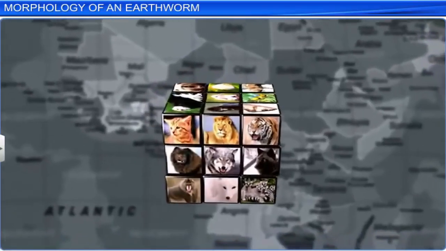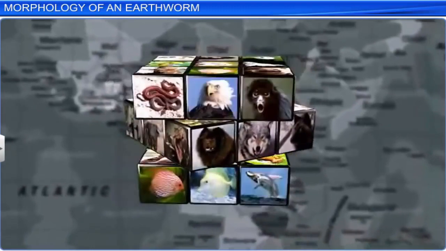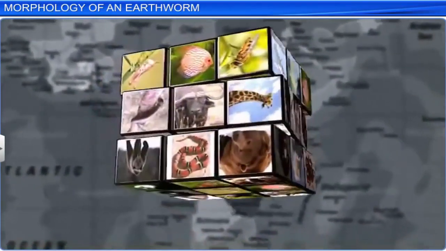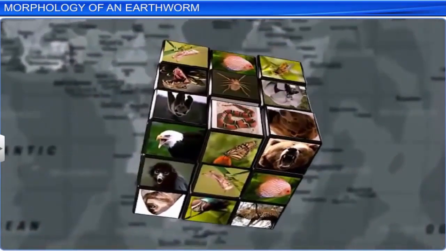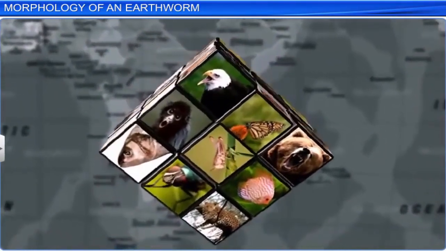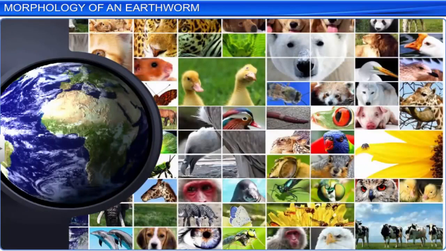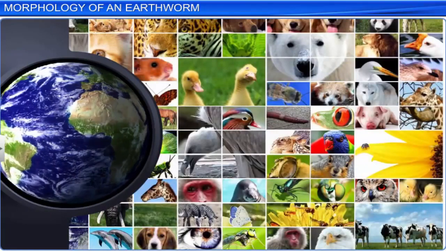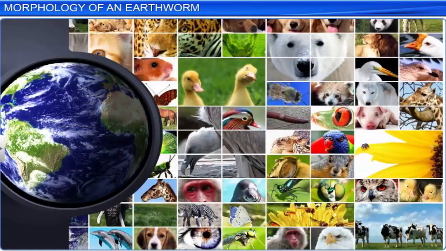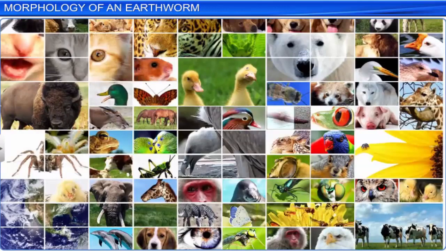There are thousands of animals on our planet. These animals exhibit some morphological similarities and differences. Morphology refers to the study of external features or characters of organs or body parts. Let's take a look at the morphological features of an earthworm.